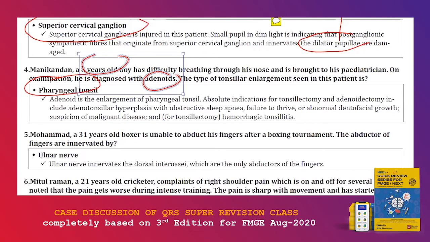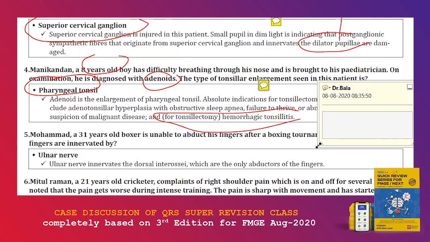Here I added one more MCQ that we already saw. The absolute indications for tonsillectomy and adenoidectomy are already in the notes. That is adenotonsillar hyperplasia with obstructive sleep apnea, failure to thrive, abnormal dentofacial growth, and suspicion of malignant disease. Specifically for tonsillectomy, it is hemorrhagic tonsillitis. When we studied ENT, the last table was this. So for tonsillectomy, hemorrhagic tonsillitis is one of the indications. This point you need to know.